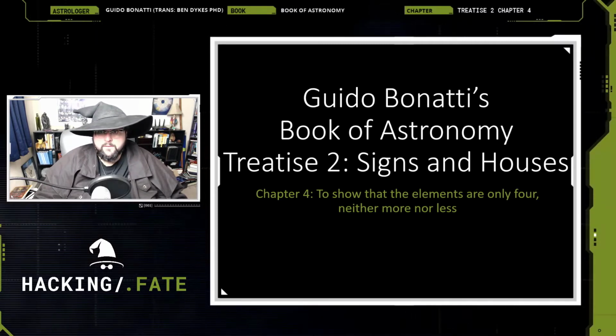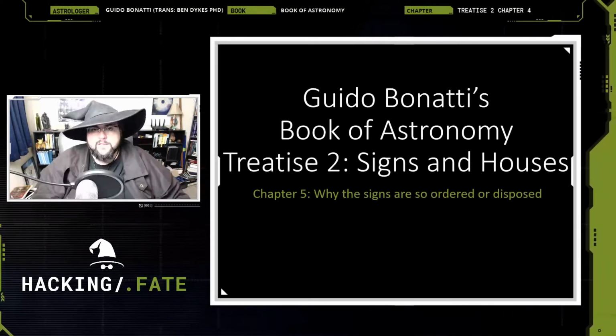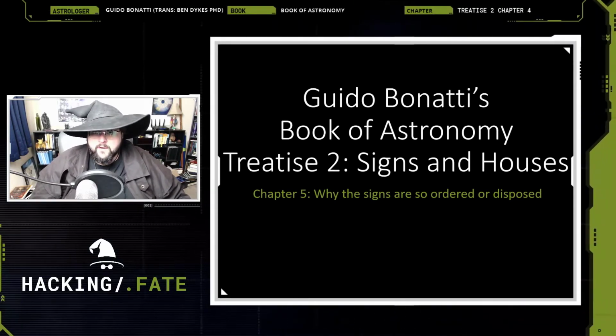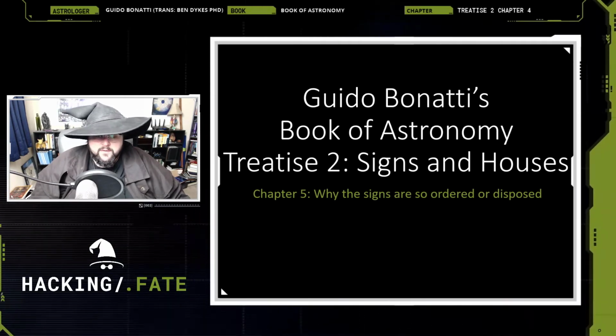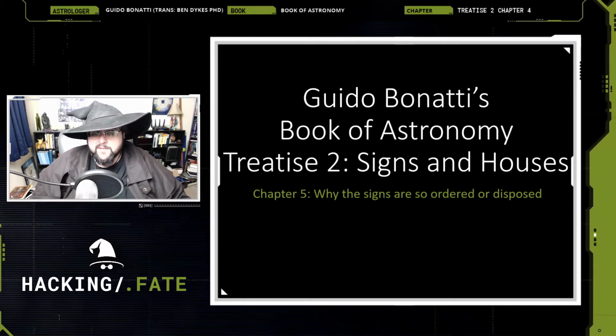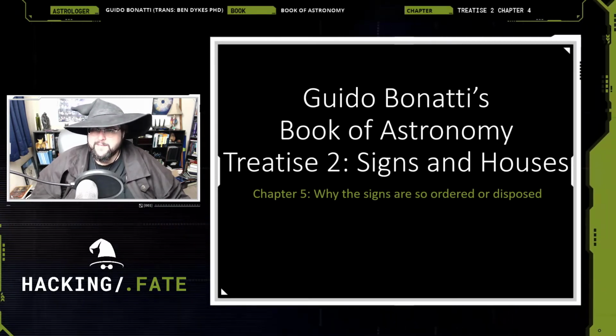Onward to chapter 5. So why are the signs so ordered or disposed? And what are we asking here? So if you follow the wheel of the zodiac, you will find that the way the elements are organized is it always goes a fire sign, followed by an earth sign, followed by an air sign, followed by a water sign. So we'll take spring and the beginning of summer as an example. So spring starts with Aries, fire. Then it goes to Taurus, earth. And then that's followed by Gemini, air, which is followed by Cancer, water.